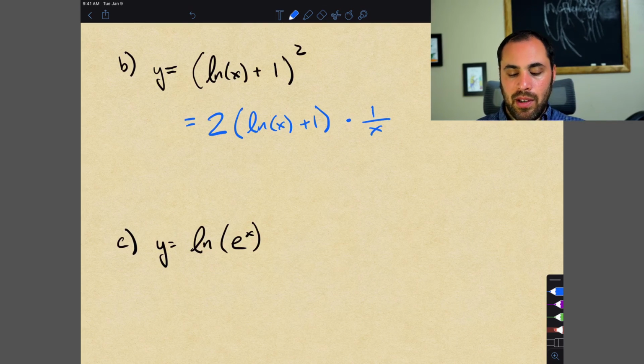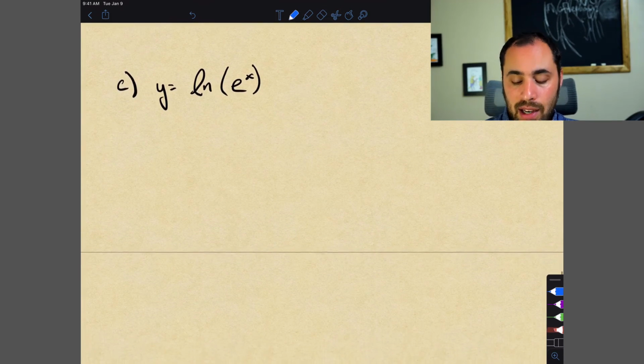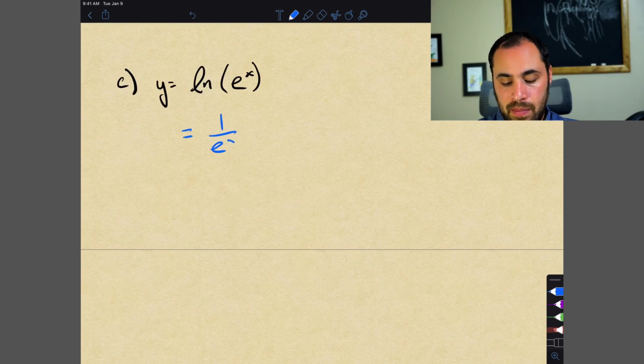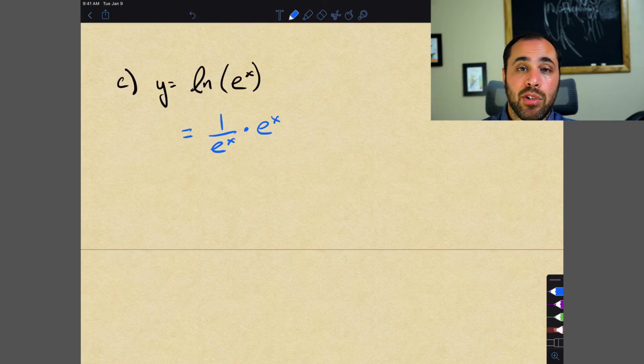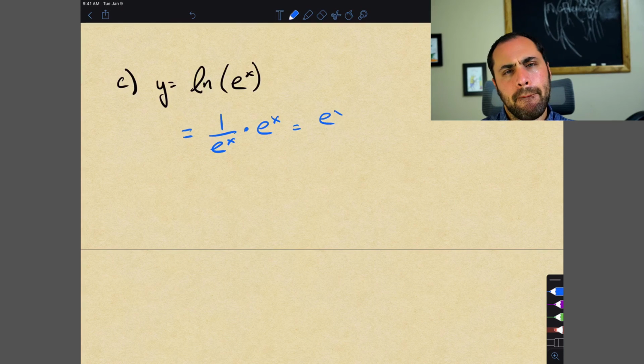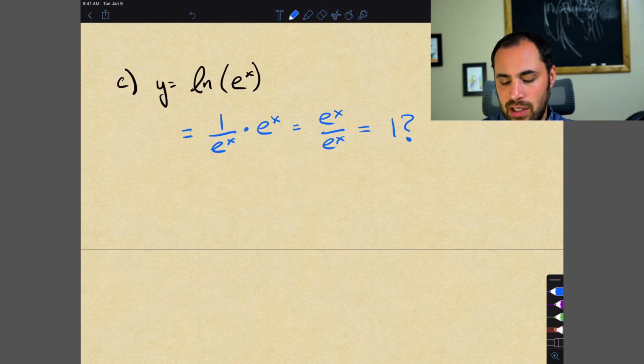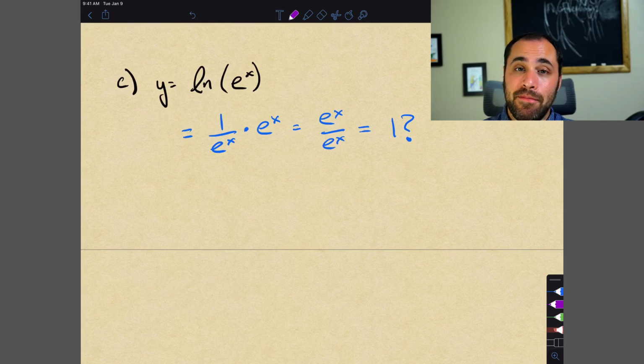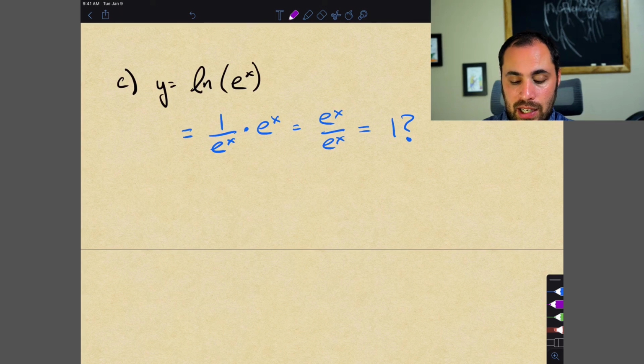And one last one. How about ln of e to the x? Well, we'll use the chain rule one last time. That's 1 over the inside, 1 over e to the x, times the derivative of the inside, also e to the x. But then our e to the x's will cancel to give us just 1. Well, that's right. ln of e to the x is just x.